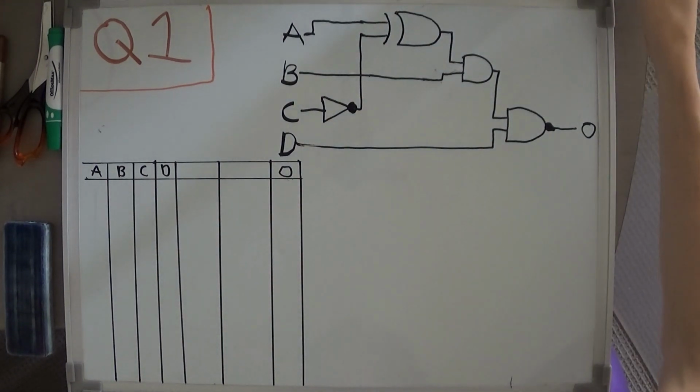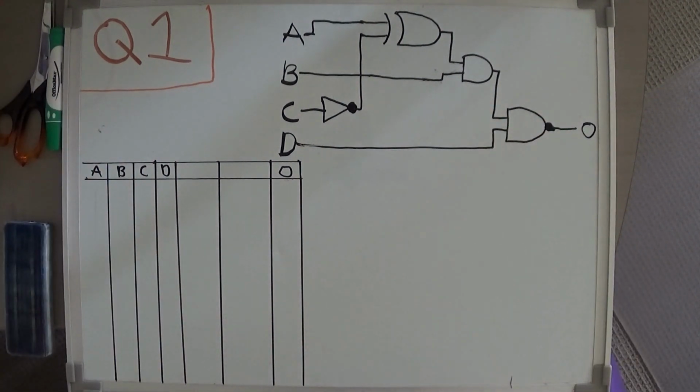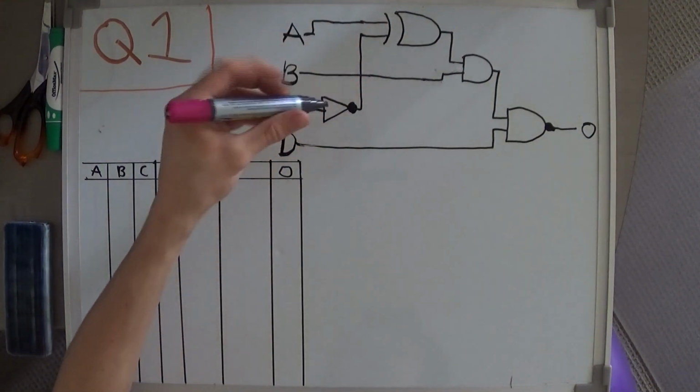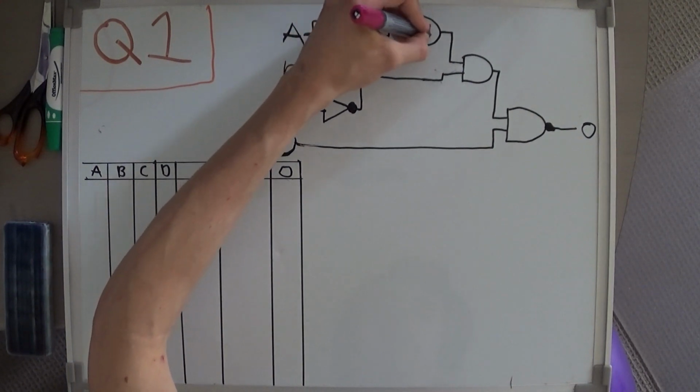Alright, so let's get started. I've copied down the question up here, as you can see, but I haven't labelled what the gates are. So what we might do first as a quick revision exercise is go through the different gates and remember what they are. Our first gate up here is an XOR gate. So let's write in what the gate is in here.